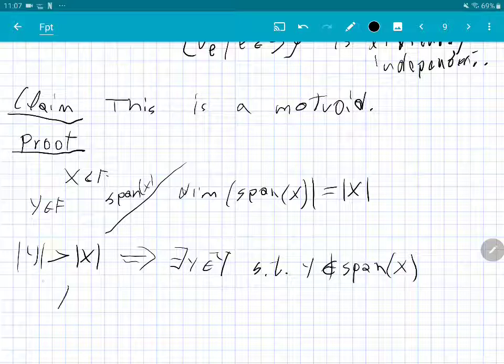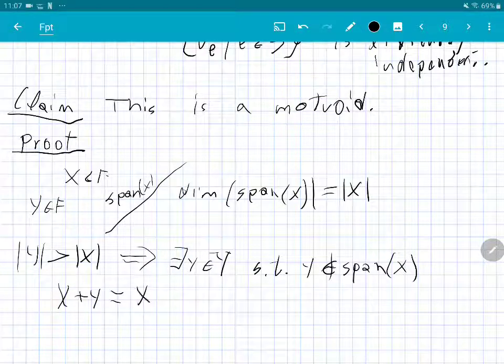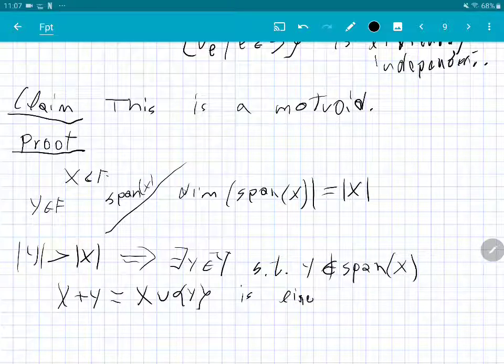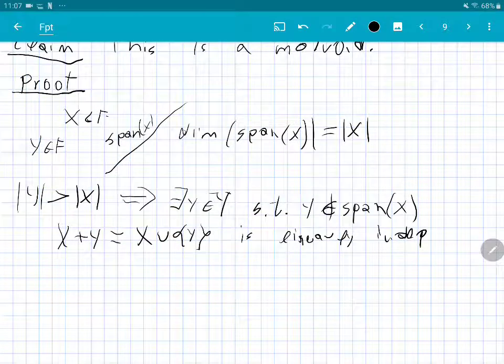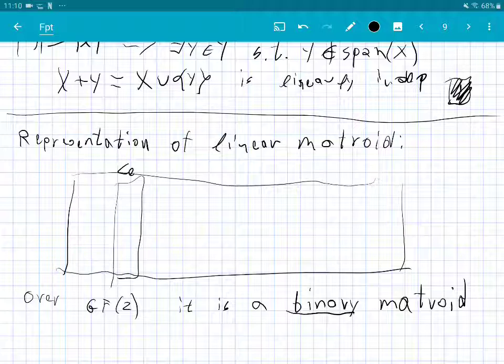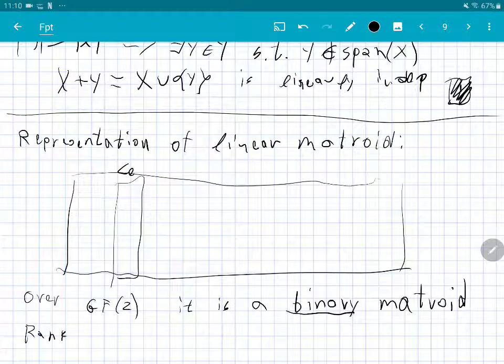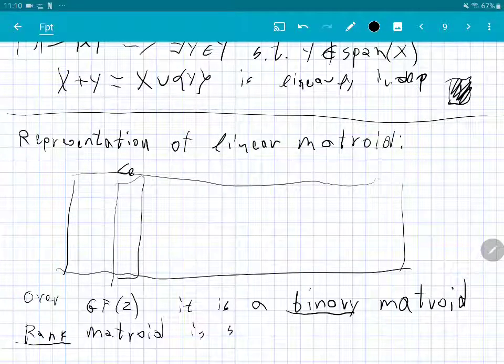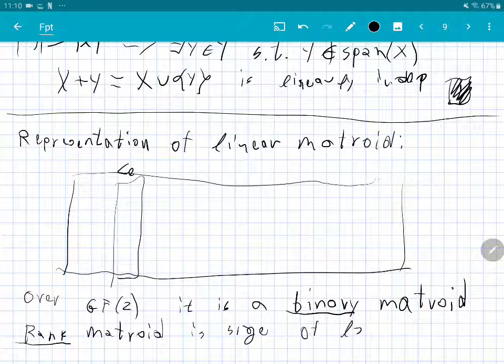And in particular, we immediately get that X plus y, which is just shorthand for X union y, if we add this vector, is linearly independent, because we added a vector outside the span of X. Okay, so this proves that this is indeed a matroid. So the rank of a matroid, maybe I should write it, is the size of the largest independent set, right?